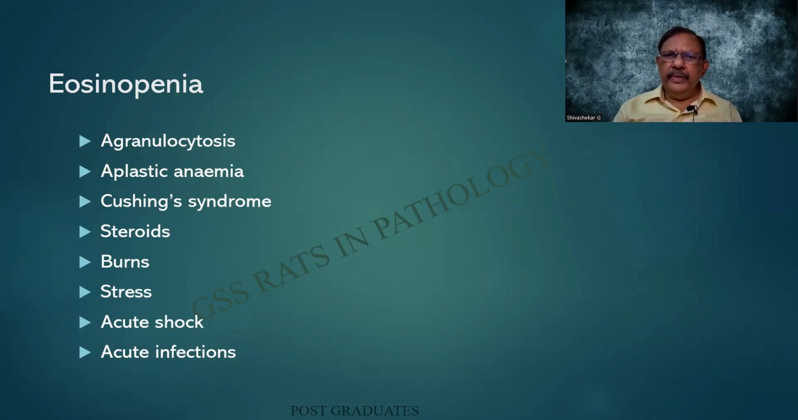And surprisingly, you find that one of the first reactions I saw was eosinopenia, a decrease in the eosinophils. Probably it is below the 40 to 440 that we have mentioned in the first slide. These can be the various causes for it, and please do remember them. Aplastic anemia, agranulocytosis, Cushing syndrome, steroids, burns, acute shock, or even acute infections can all result in eosinopenia.